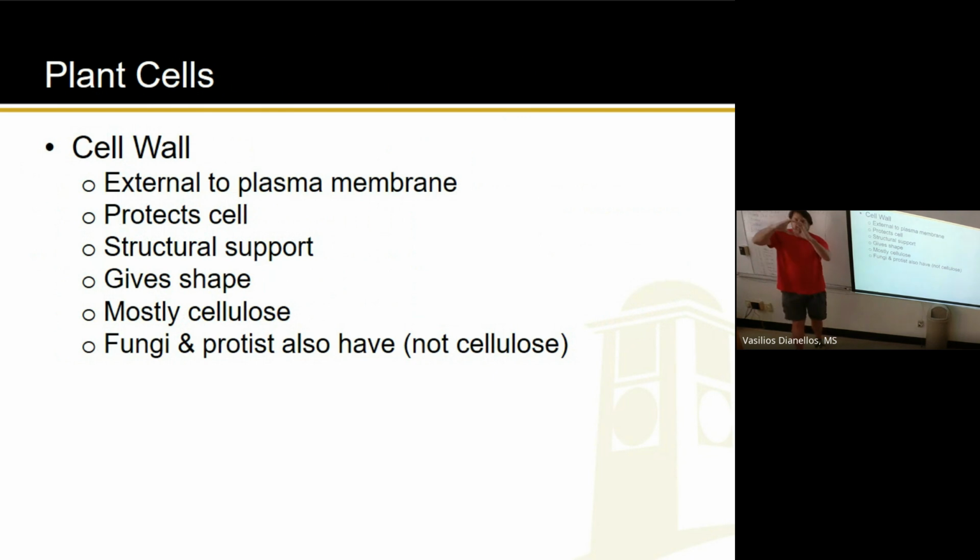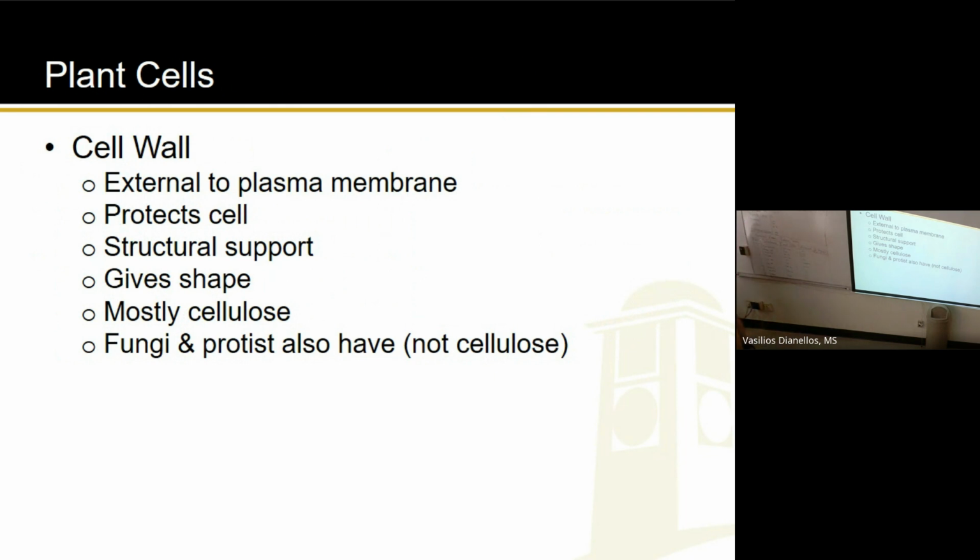So again, think of just a cell. You have that cell, the plant cell, and it is now encased in the cell wall, unlike the animal cell. It protects the cell, obviously. It provides structural support, obviously. It gives the cell its shape, obviously. I think these things are all very obvious, right? It's a wall. Walls do these things.